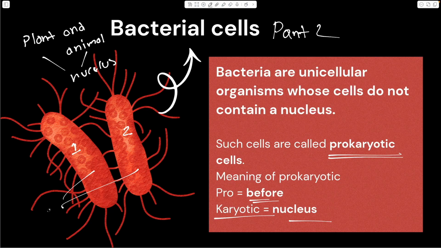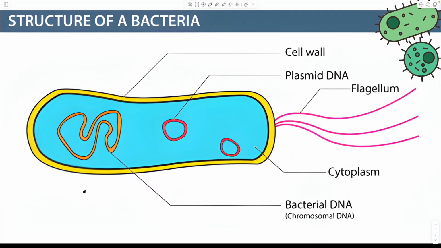From my biological perspective, the prokaryotic cell came first and then the eukaryotic cell formed. But there are several theories, and we can have a debate on that. But for this lesson, we'll not go through that. So let's look at the structure of bacteria.